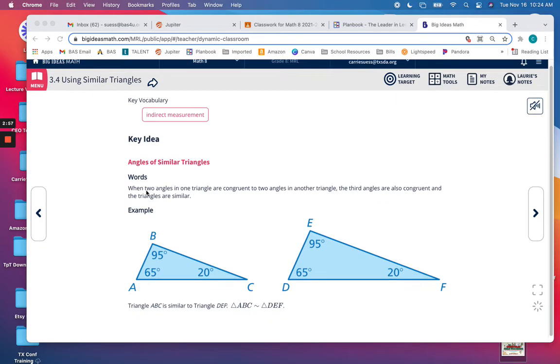So, when we are looking at these two triangles, you can see that triangle ABC is already listed that it is similar to DEF. If you look at these three angles, 95, 65, 20, 95, 65, 20, the angles are the same in both triangles, which makes the two triangles considered similar. That means we could write the lengths of the sides as proportions, right?